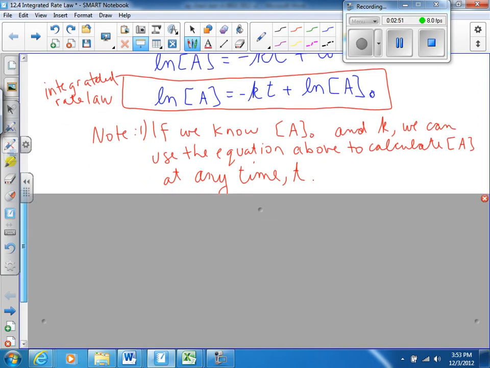All right, first, from this integrated rate law, if we know the initial concentration and the specific rate constant k, then I can solve for any concentration A at any particular time and vice versa. If I want to find a certain concentration, I can find the time at which it would happen, and if I'm given a certain time, I can find the concentration at that time.